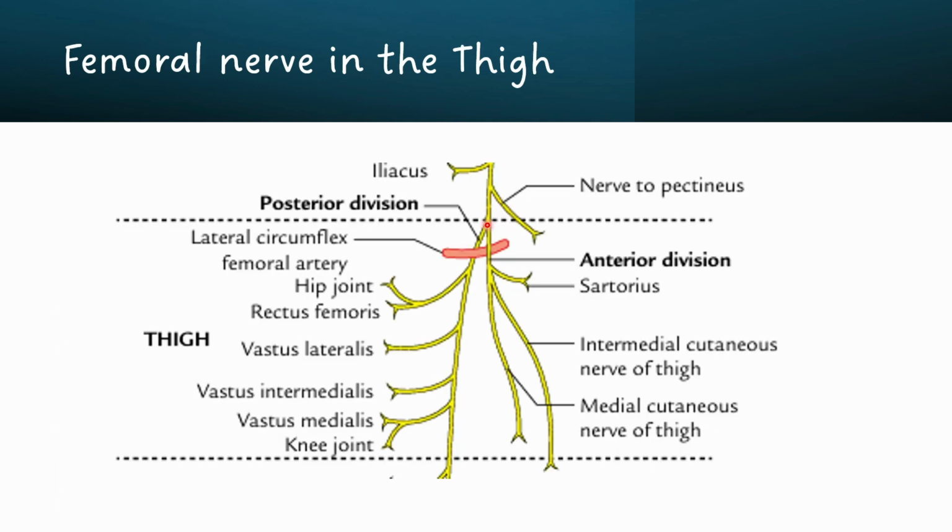The femoral nerve, once it enters the thigh behind the inguinal ligament, runs for about 2.5 centimeters and divides into its anterior division and posterior division, and both these divisions will enclose the lateral circumflex femoral artery. So this anterior division is mainly cutaneous, whereas the posterior division is mainly motor.